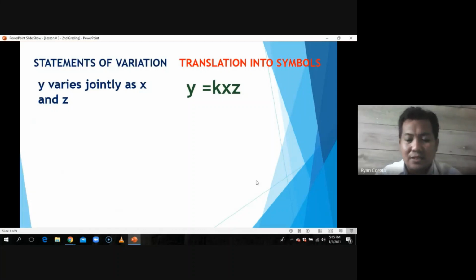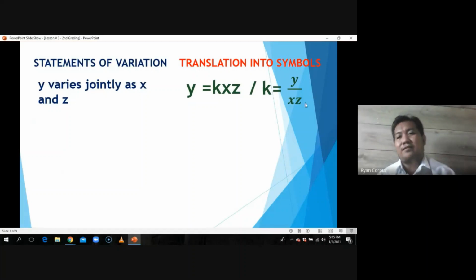And the other translation is in terms of k. Sabi doon sa definition ng joint variation, it's the ratio of one quantity to the product of the other two quantities. So, it should be k is equal to y over xz. Kung anong unang binanggit na variable ay yung numerator, then yung product ng dalawang huling variables involved, yun yung denominator of it.